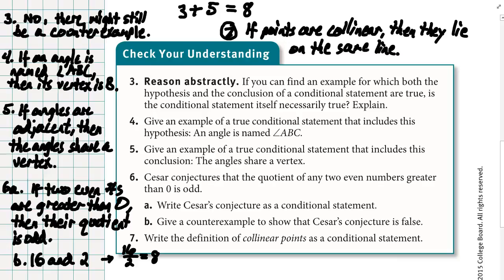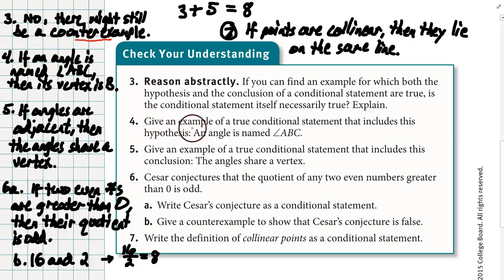Here are answers to the check your understanding. Number 3, if you can find an example for which both the hypothesis and conclusion of a statement are true, is the conditional statement necessarily true? The answer is no. Just because you can find examples where it works doesn't mean there still might not be counterexamples that show the statement doesn't work.